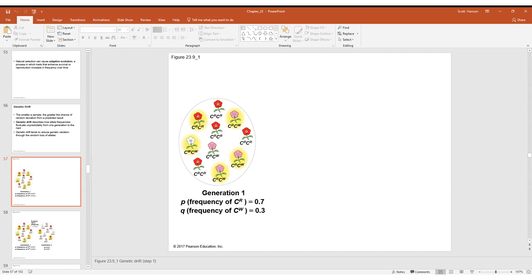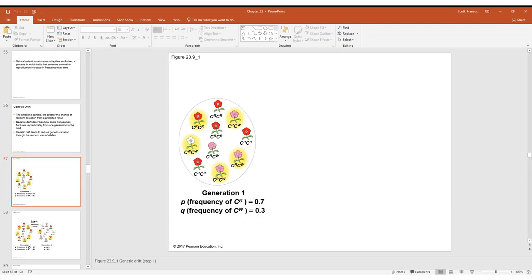But in this population then, there are some red, there are some pink, and there's some white as well. And so the frequency of the red allele is 0.7, and the frequency of the white allele is 0.3.